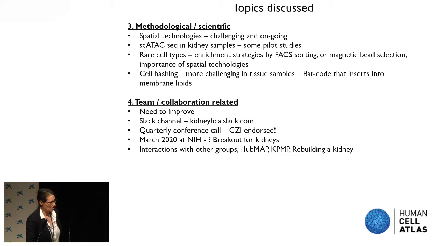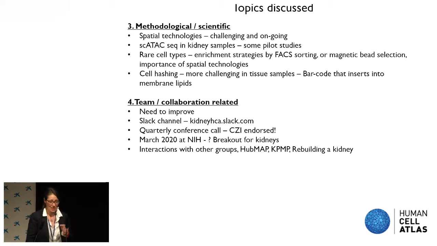So one strategy is to flow sort larger groups of cells in which we think the rarer subset is contained. But that can be difficult because the process of flow sorting in itself can introduce bias, and there may be some cell subsets that don't deal well with the whole sorting process. And so, again, having parallel spatial data we thought would be helpful for that. We also discussed that magnetic bead selection is another way to get around that.